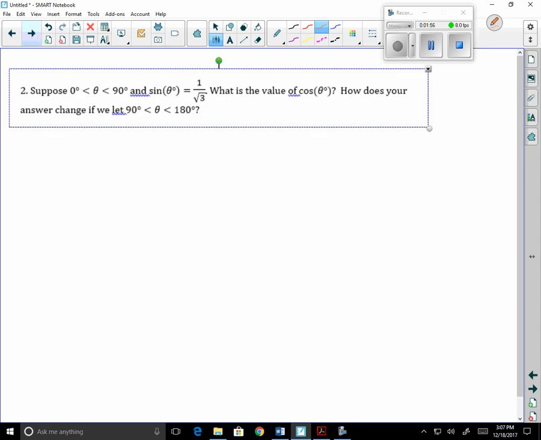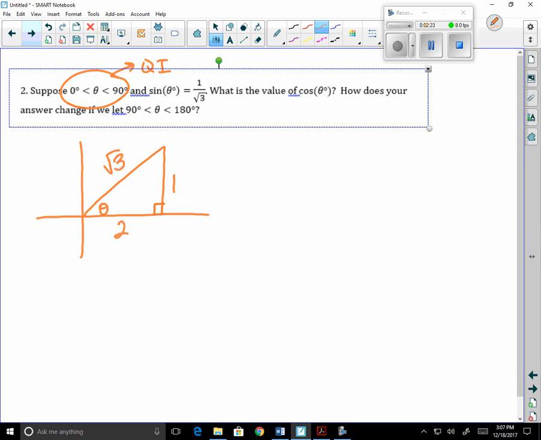Let's take a look at 2. So 2 tells us that we have this angle. This tells us right here between 0 and 90 we are in quadrant 1. And it says the sine is 1 over the square root of 3. What is the value of cosine for this triangle? So if we think about this triangle, put it over in quadrant 1, theta is here, opposite over hypotenuse, so I could figure out that the missing side is 2.